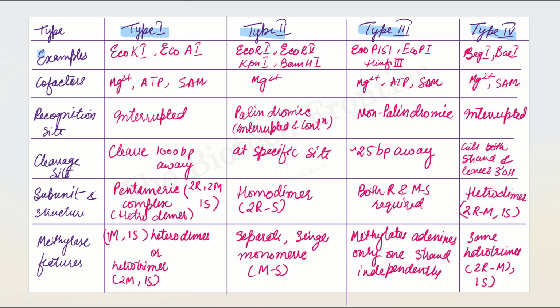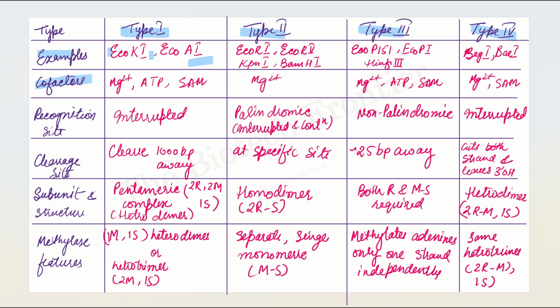So the examples of type 1 are EcoK1 and EcoA1. For type 2, they are EcoR1, EcoRV, KpnI, and BamH1. For type 3, the examples are EcoP15I, EcoP1, and HinfIII, and for type 4 it is BcgI. When we talk about the cofactor, then Mg2+, ATP, and SAM are required for catalysis in type 1. For the type 2 restriction enzyme, Mg2+ is only required. For type 3, Mg2+, ATP, and SAM are required. For type 4, Mg2+ and SAM are required.